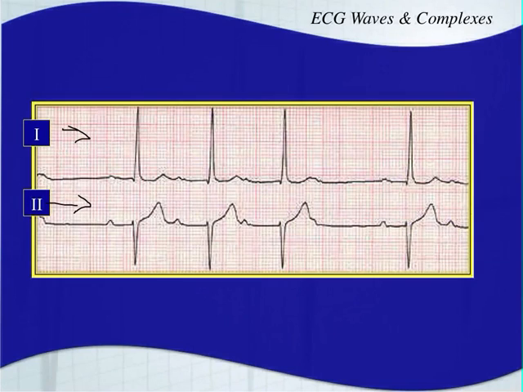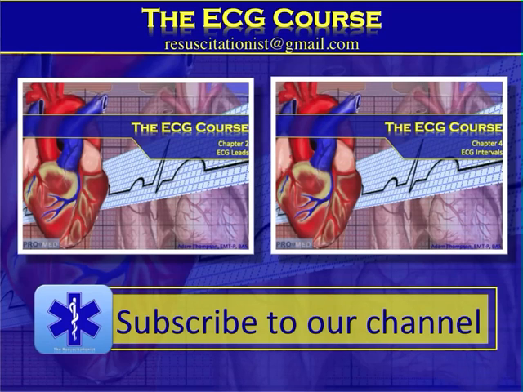Okay, so in this part we learned what the P wave is, what the QRS complex is, and what the T wave is. And in the next chapter we're going to talk about ECG intervals.